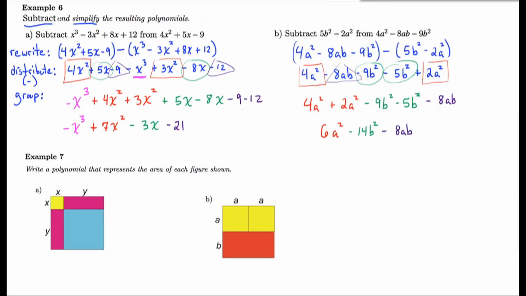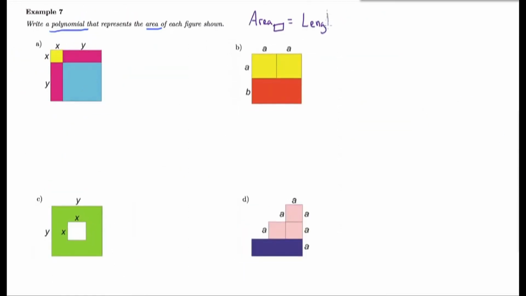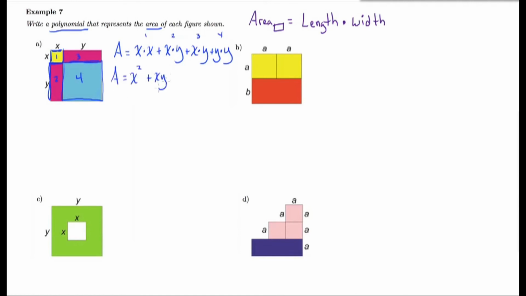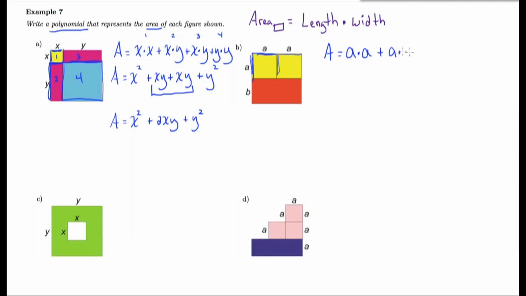So example 7, we're looking at 4 different shapes that have the areas that we're trying to write as a polynomial. So we know area equals length times width. So basically I could take each individual square or rectangle and find the area of each and combine them. So I have 4 different shapes. That means I have 4 different terms. And notice we have like terms here in the middle. So I get the area equals x squared plus 2xy plus y squared. And we do the same for the other 3.